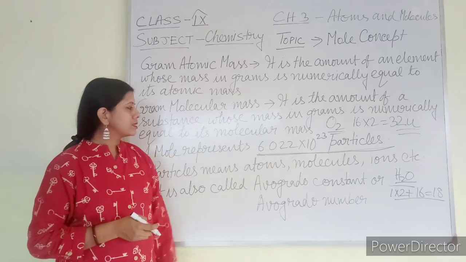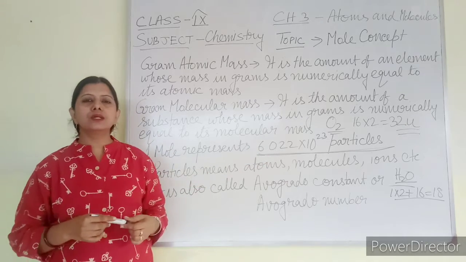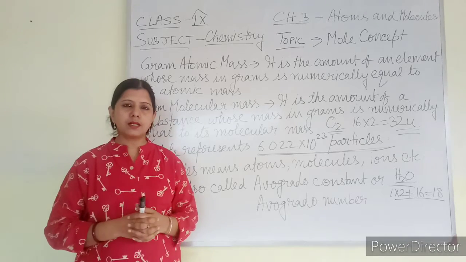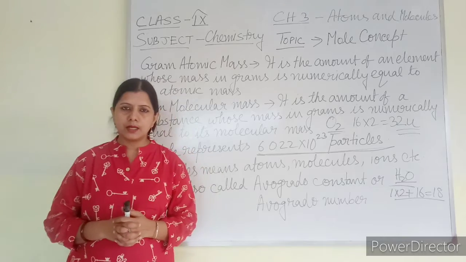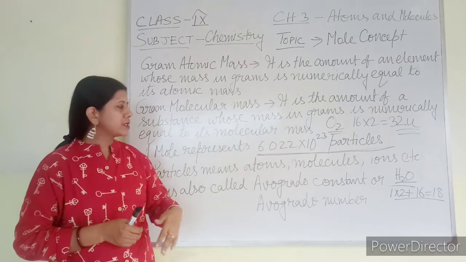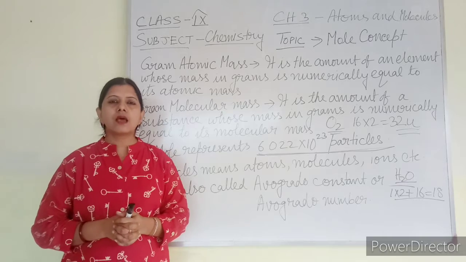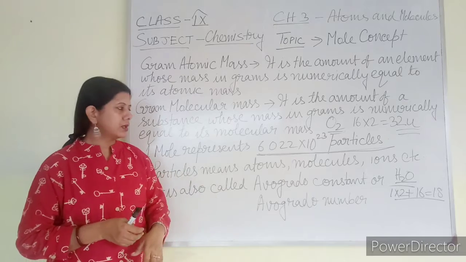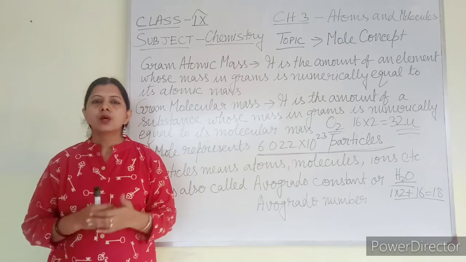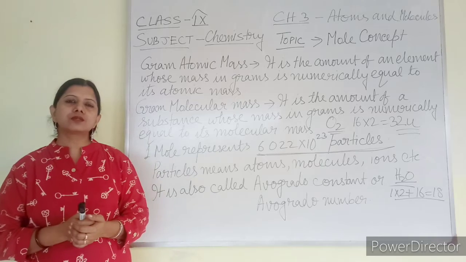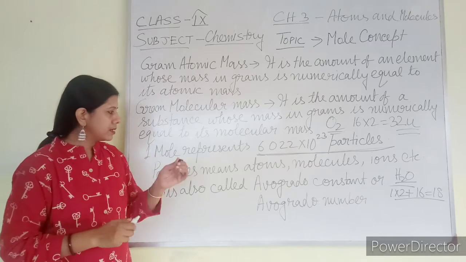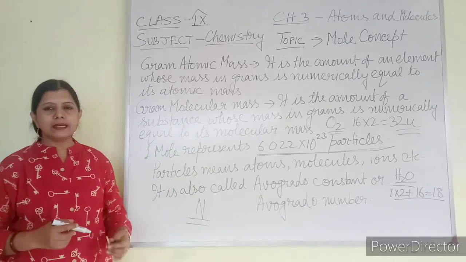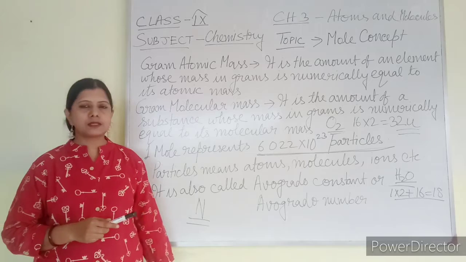So what is mole? It is 6.022 into 10 to the power 23 particles. The particles are all microscopic particles, not macroscopic particles. And this has a special name. It is also known as Avogadro number or Avogadro constant, which is based on the name of a scientist, and it is also denoted by capital N. The letter capital N represents 1 mole of a substance.